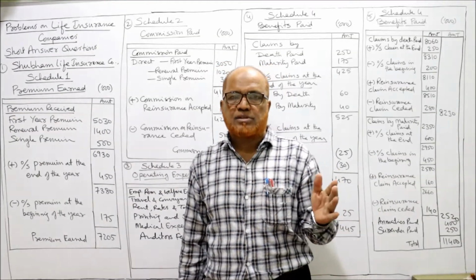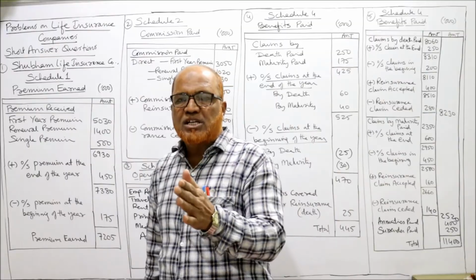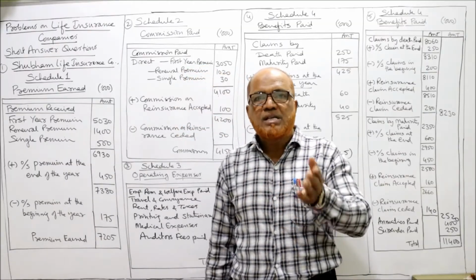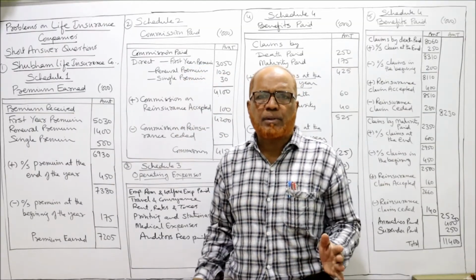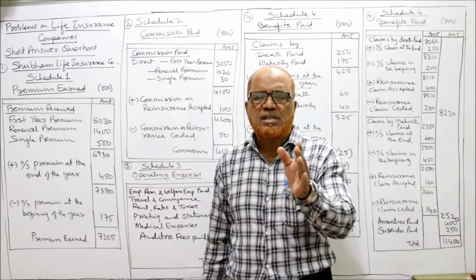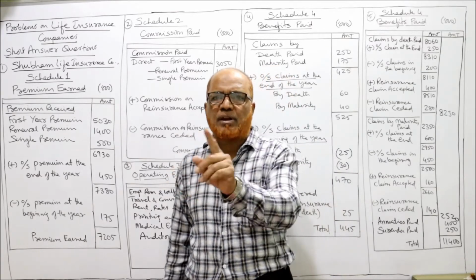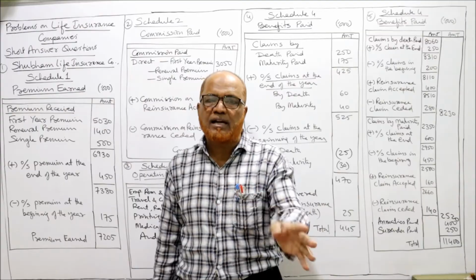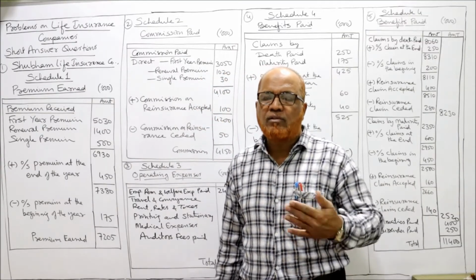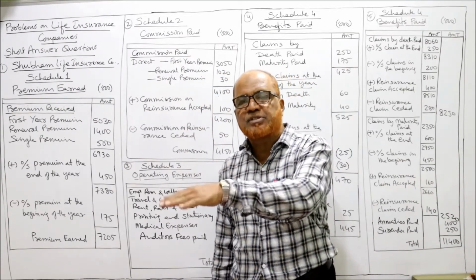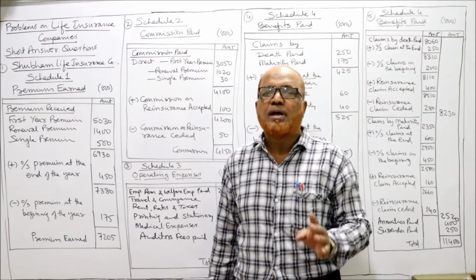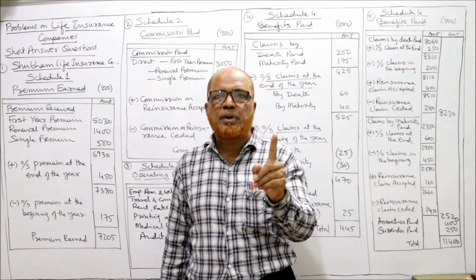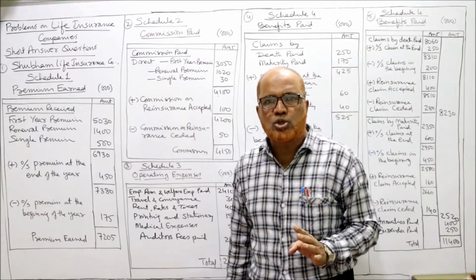Premiums are of different types. The premiums are first year premium, renewal premium, single premium. Different types of premiums are there. First year premium means the premium which is received by the insurance company first time after entering into the contract. Renewal premium means second premium and subsequent premiums are called renewal premium. Single premium means only once premium will be paid by the policy holder to the insurance company.